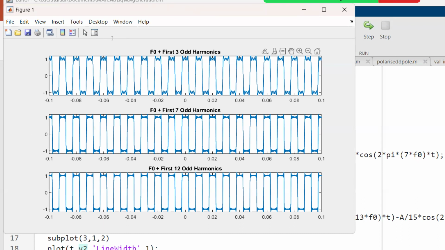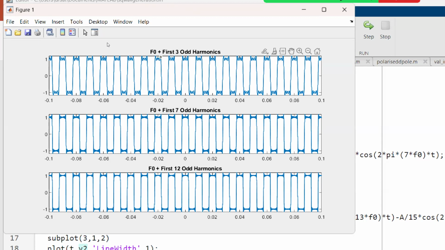So the difference in these plots is that we are increasing the number of harmonic terms. When we took only three odd harmonic terms, this waveform has a lot of fluctuation in this section. Though we are trying to generate the square wave, it is not perfectly looking like a square wave. There is a fluctuation, or you can say a ripple, in this particular section, right?